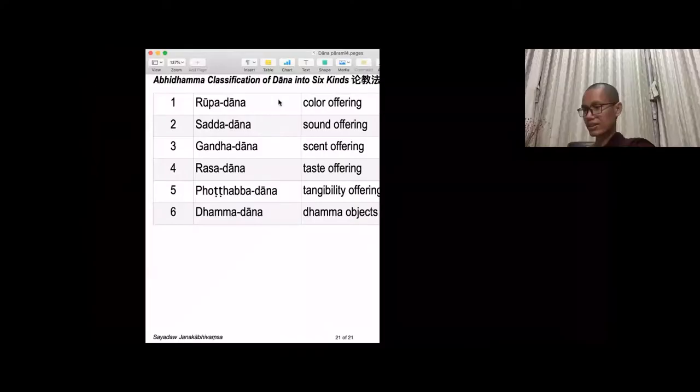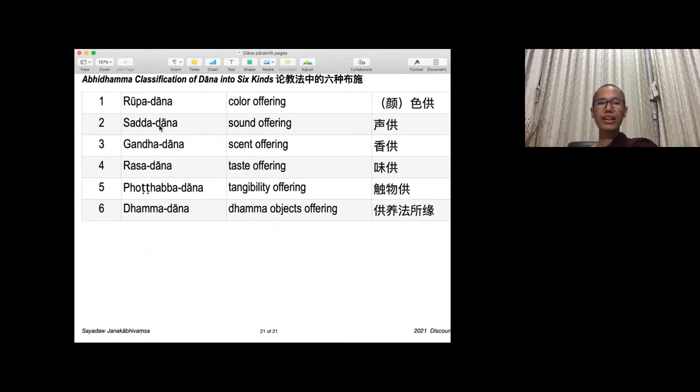So, about donating things, if we count according to Abhidhamma, there are only six, based on six objects. So whatever you donate, it will be Rupa Dana, Sadda Dana, Gandha Dana, Rasa Dana, Photthabba Dana, and Dhamma Dana. We'll go into the six objects.